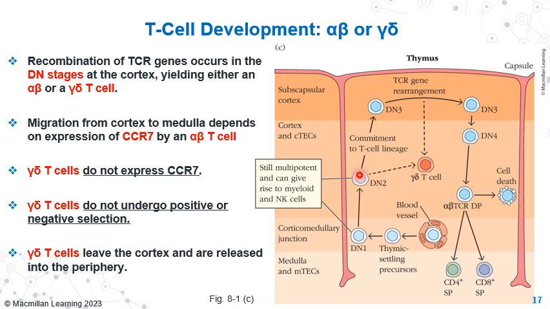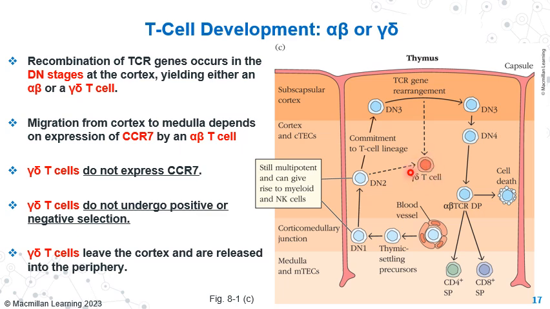So how is it that your alpha beta cell is behaving? Well, remember, your alpha beta cell is going to start expressing CCR7, right? And then CCR7 is going to allow your alpha beta cell to migrate to the medulla, and then it's going to become single positive, and then it's going to go to the lymph nodes, right? CCR7, that should ring a bell, right?